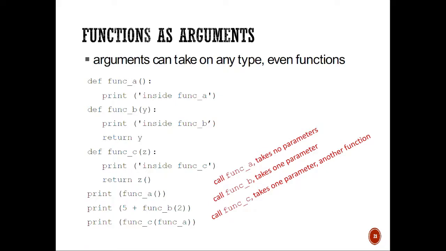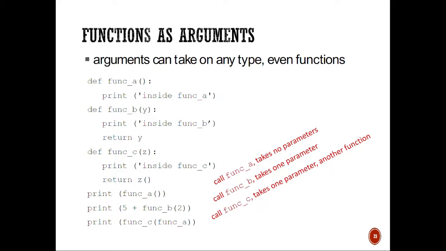Hello, welcome back to part 3 of week 4 from the ECE 9013 course. In this part, we are going to describe how functions can be used as arguments to other functions and how that can impact the variable scope.